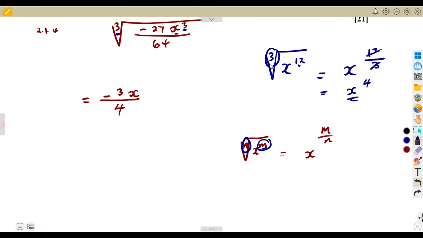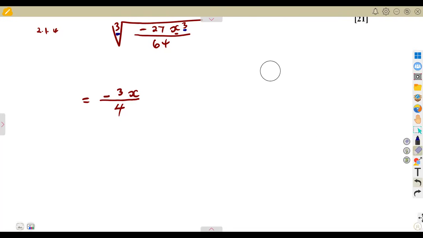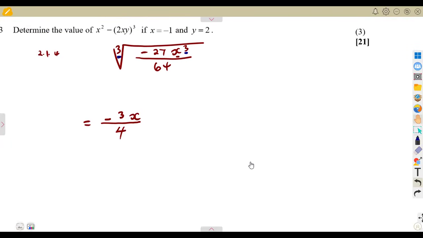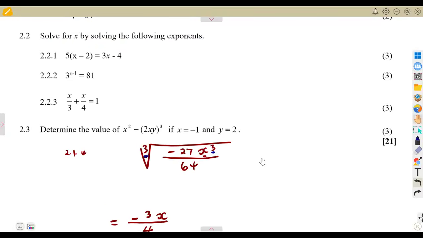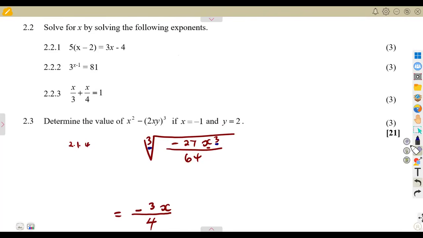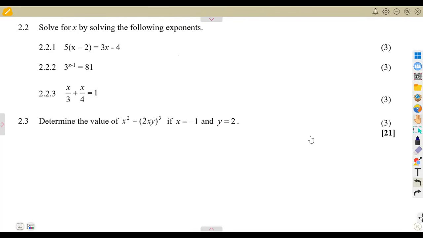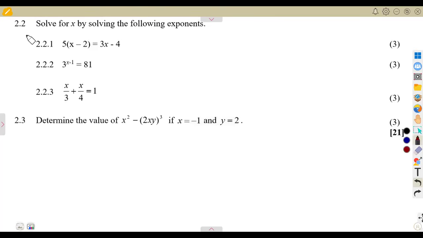So the cube root of x to the exponent of 12 is x to the exponent of 4. So you can find the square root, the cube root, or whatever root from that law. And these are positive exponents, so there's nothing more that I can do from this. It's done. So that was just 2 marks for that, as you can see. Let's consider the other question.